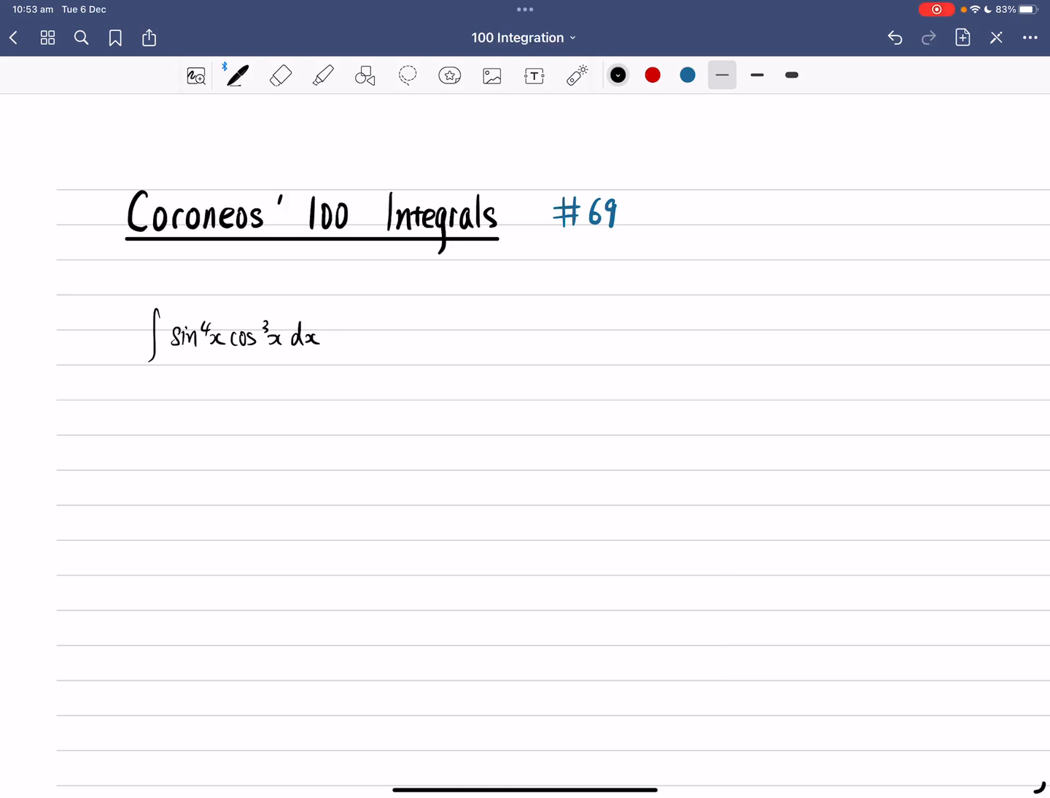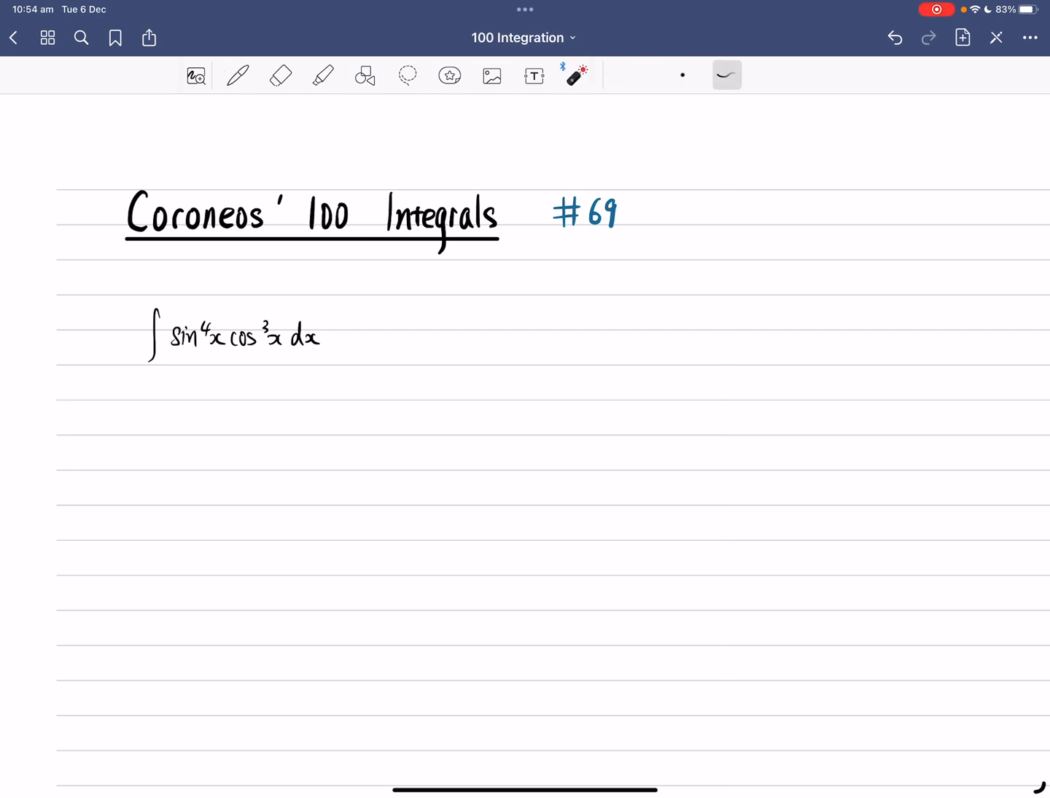Okay, Coroneos 100 integrals number 69. So this question here, you need to integrate sine to the power 4x times cosine to the power 3x. So we've got a set of even and odd powers for both sine and cos here. All right, so the way to do this one is using the reverse chain rule.